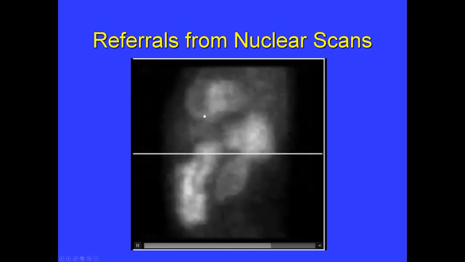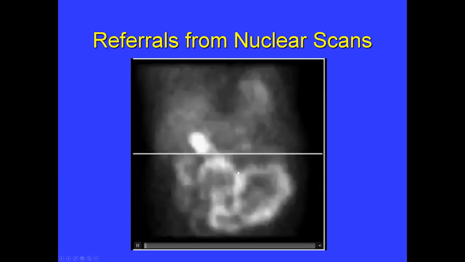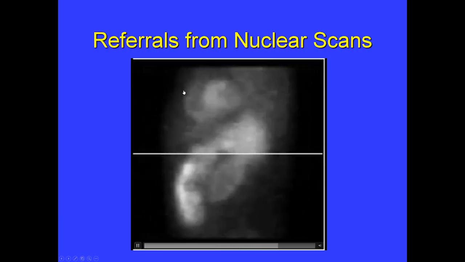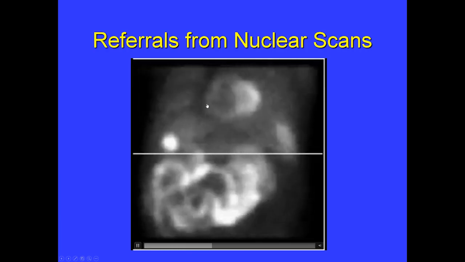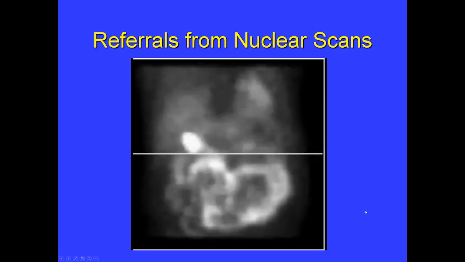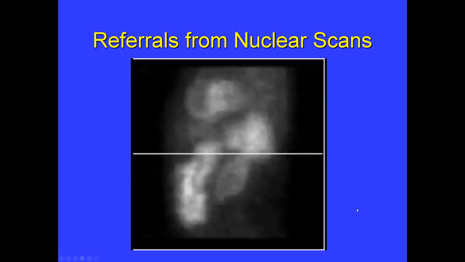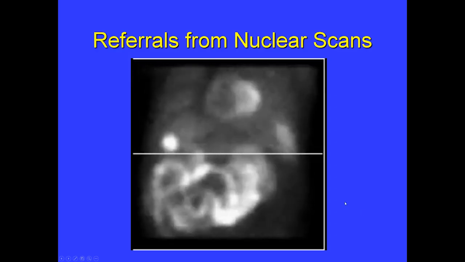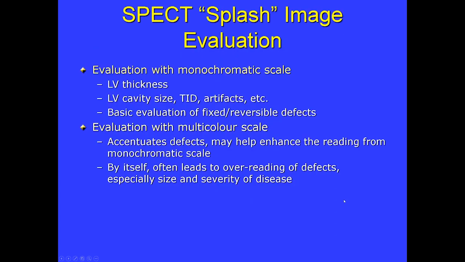But what we can see here is the LV looks fairly decent, but what's off is that you've got the really large-looking RV here. And again, this patient may not have ischemic disease, but may have other problems that may need to be evaluated. So once we've evaluated that, now we want to look at the actual, what we call splash images, the actual sliced SPECT images of the myocardium.